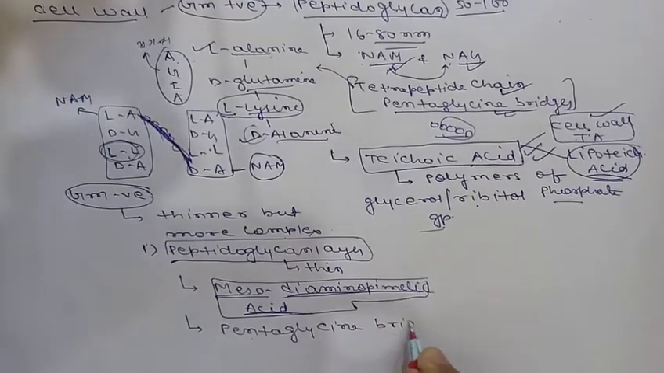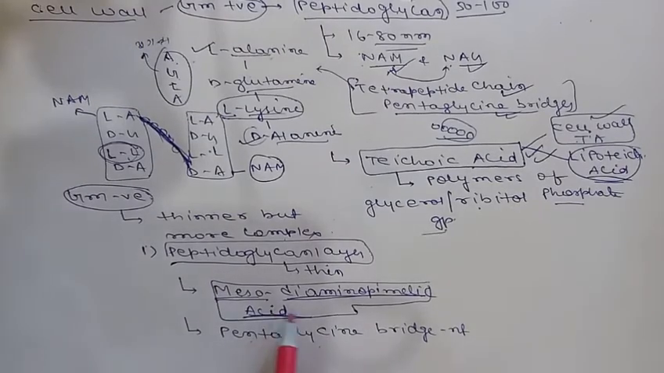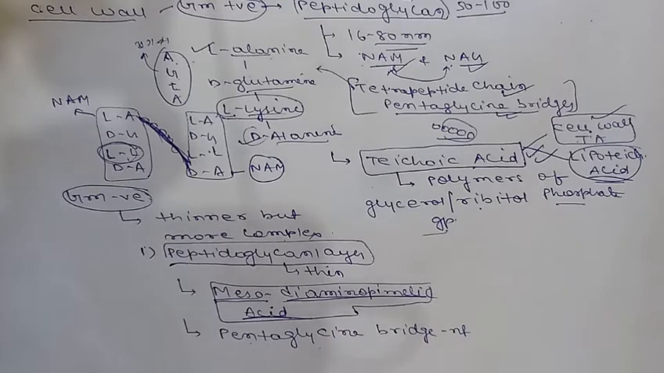Now the next important difference is that in gram negative bacteria there is no pentaglycine bridge. Means the pentaglycine bridge is absent. So the first difference is meso-diaminopimelic acid, then the pentaglycine bridge is also absent. Here the tetrapeptide side chains are directly linked to each other by a covalent linkage between the D-alanine of one chain and the meso-diaminopimelic acid of the adjacent chain.